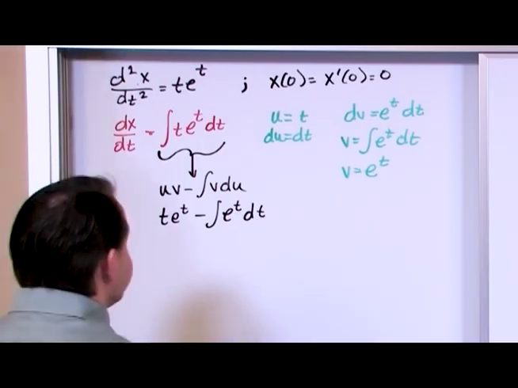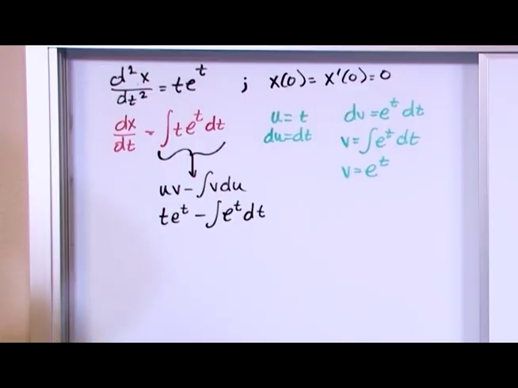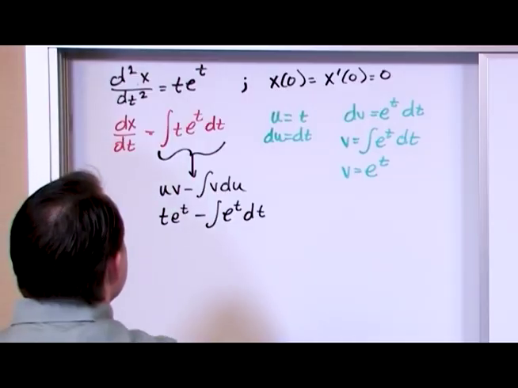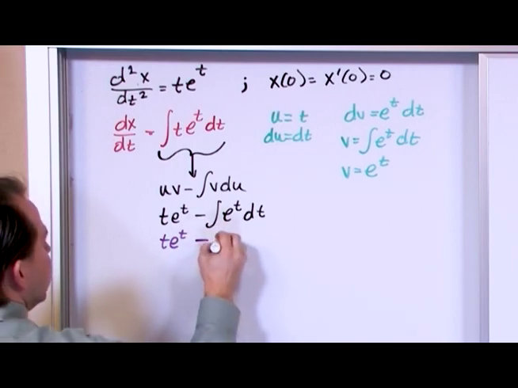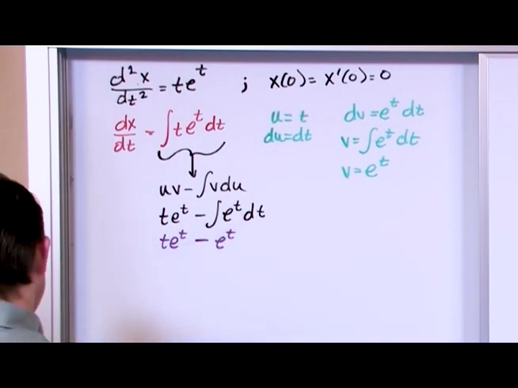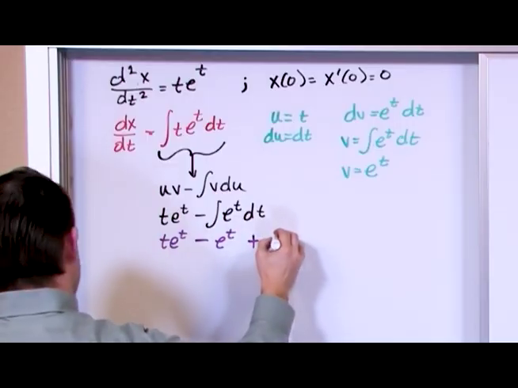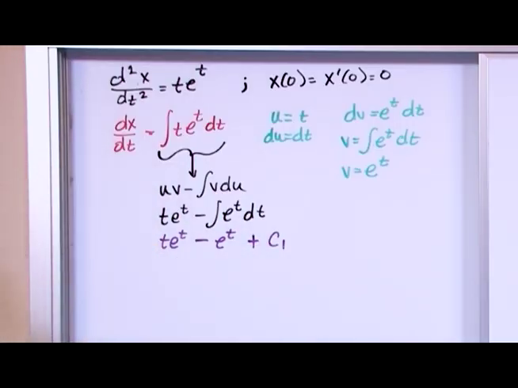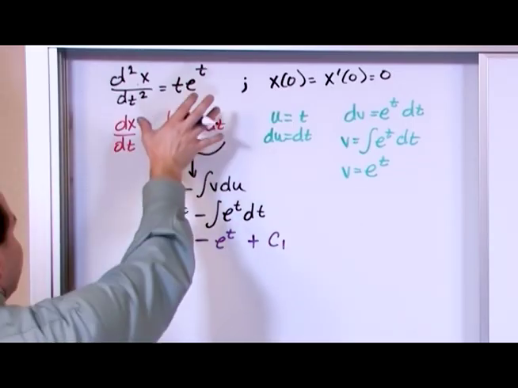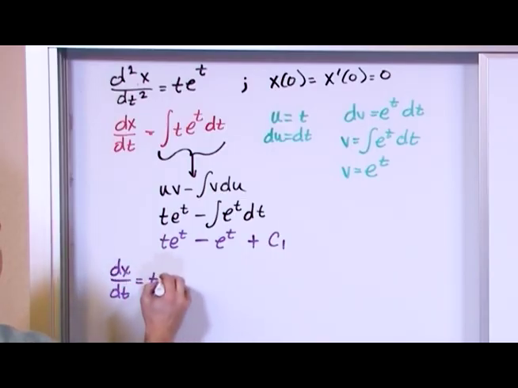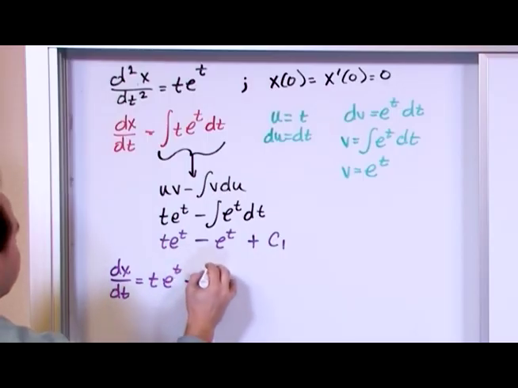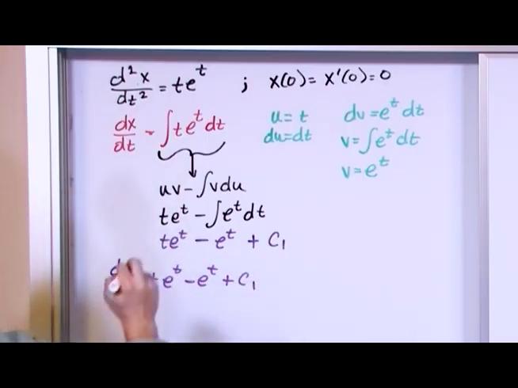So what do we have here to integrate this? Obviously, this is just sitting out in front. So we have t e to the t minus this integral, which is e to the t plus some constant c1. And so that is the answer to the integration by parts. So we've gotten that. So let's use that and rewrite our differential equation in terms of that. So dx/dt is equal to t e to the t minus e to the t plus constant c1.